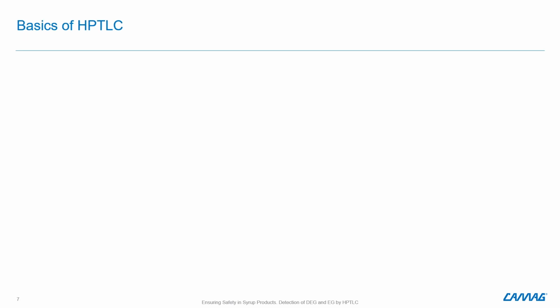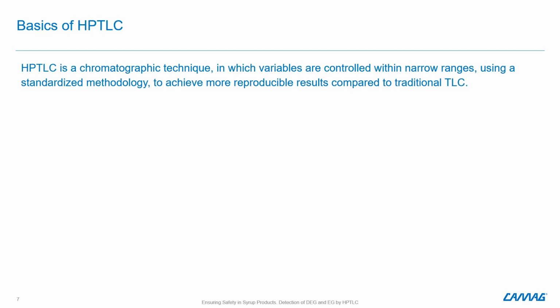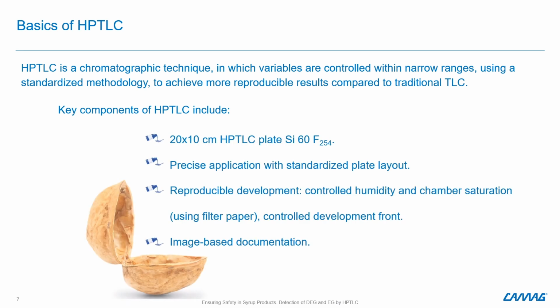In general, HPTLC is an advancement over traditional TLC with controlled variables, reproducible conditions, and high documentation standard. We use a standardized 20 by 10 HPTLC plate, precise sample and standard application, controlled development, and excellent documentation and visual evidence. The result: HPTLC gives a better precision and robustness than conventional TLC. I will now let Sonia explain the HPTLC method in detail.